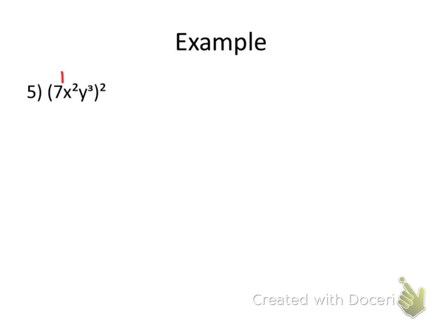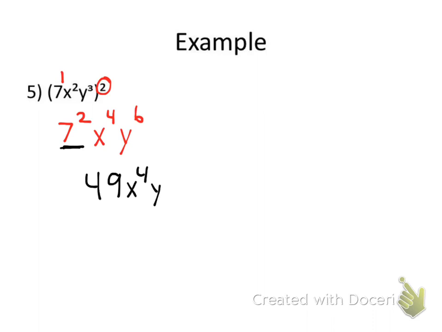Give each number an exponent, right? So the 7 needs an exponent, and then you multiply each of those exponents by 2. So this is 7 to the second, x to the fourth, y to the sixth. And then I heard somebody say we need to do 7 times 7, which is correct. We need to evaluate 7 squared. What is 7 times 7, or 7 squared? 49. X to the fourth, y to the sixth.